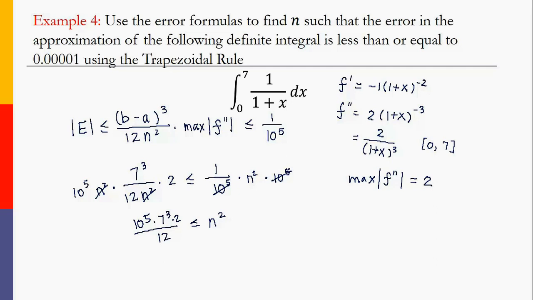In order to solve for n, we will need to take the square root of both sides of the equation. So take the square root on both sides and evaluate this expression. The square root of 10 to the 5th power times 7 to the 3rd power times 2 divided by 12 is approximately 2390.95. And n must be an integer, so in this case we can choose n to be 2391.